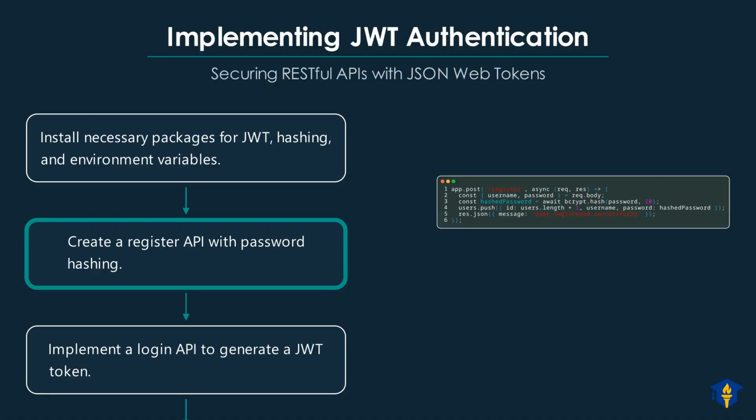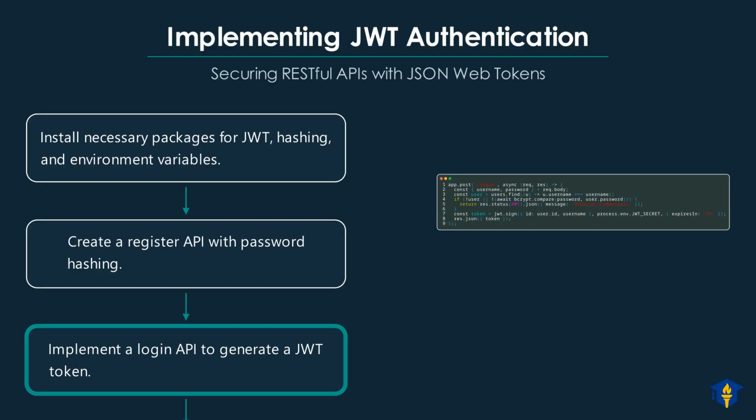Next, create a register API endpoint that securely hashes user passwords before storing them in your database. This code snippet shows how to define a POST route for register, hash the password, and save the user. Then, implement a login API endpoint that verifies user credentials and generates a JWT token upon successful authentication. Here, we compare the provided password with the hashed password and sign a JWT token if they match.